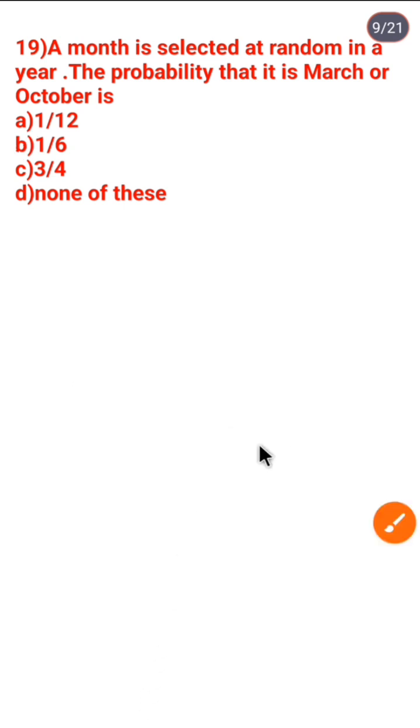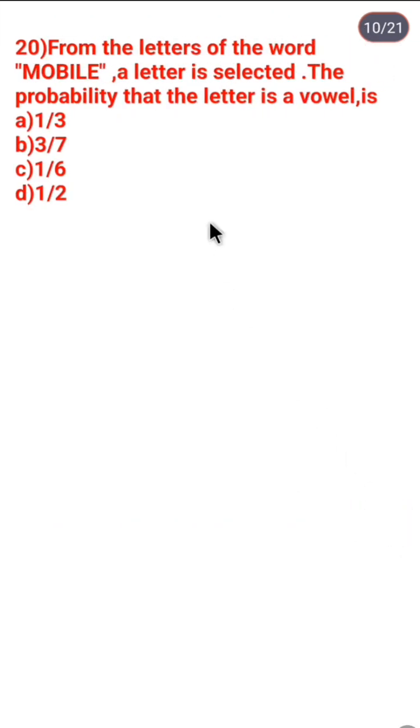Next question is: from the letters of the word mobile, a letter is selected. Total possible outcomes? From the letters of mobile a letter is selected. First, total possible outcomes, how many? 1 2 3 4 5 6. How many letters are there? 6 letters are there.